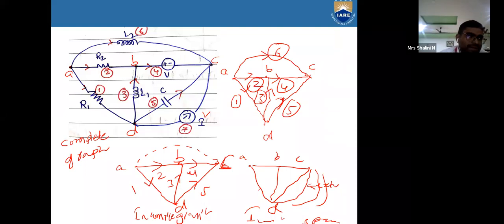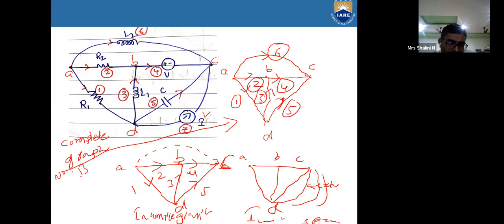The number of branches for a complete graph. The formula will be NC2. The number of branches for a complete graph.